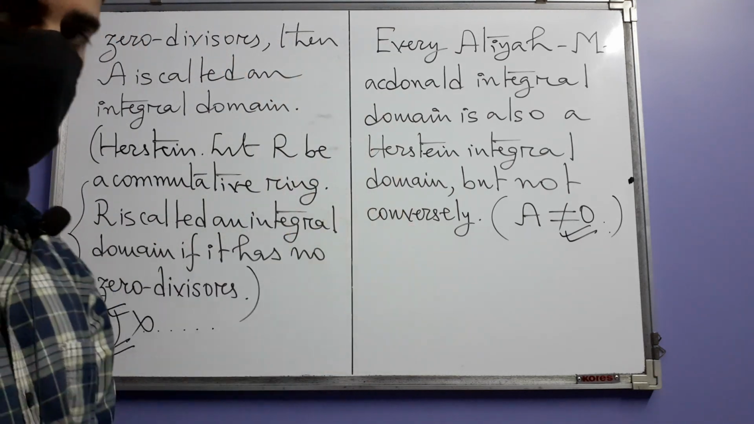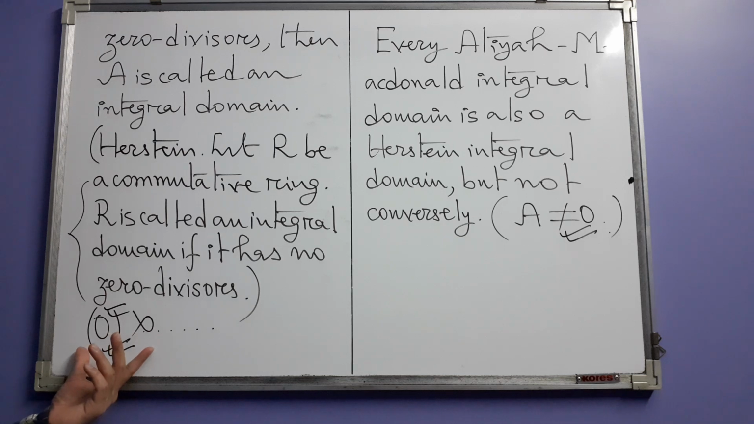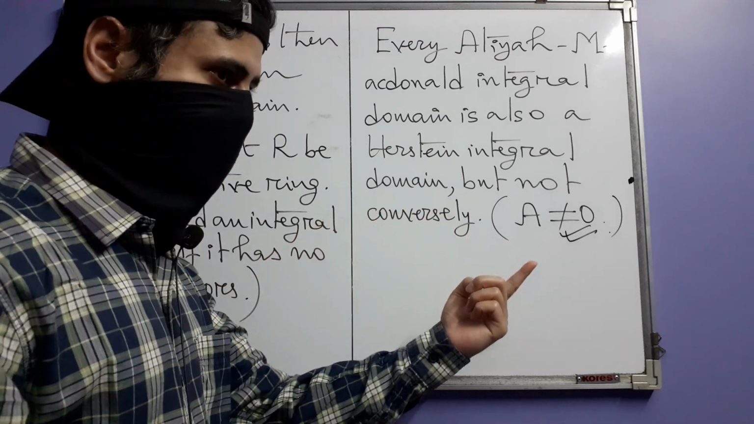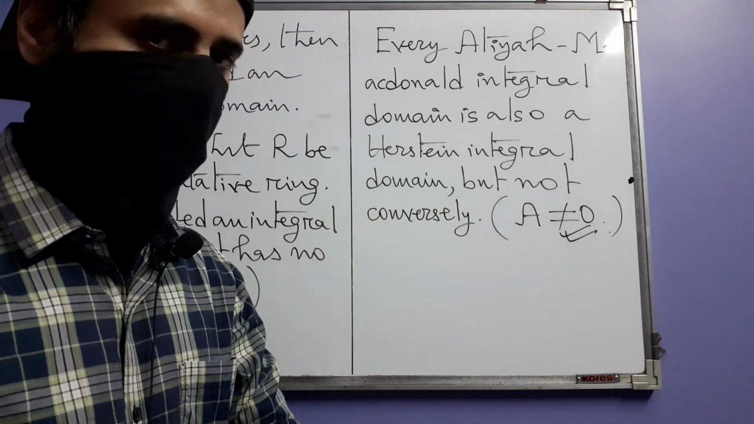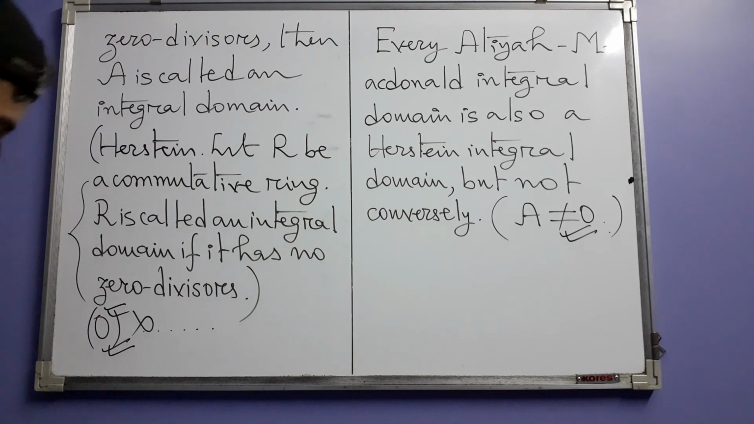How is the converse not true? The converse is not true in this somewhat silly way, because the zero ring is an integral domain according to Herstein. But according to Atiyah and Macdonald, the zero ring by definition is not an integral domain. Okay, so in that way.